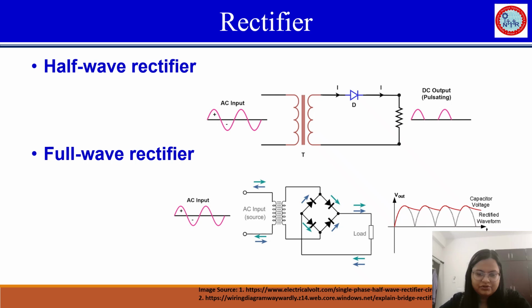So we will talk about types of rectifiers now. Rectifiers are generally of two main types, half-wave rectifier and full-wave rectifier. In a half-wave rectifier, only one half cycle, usually the positive one, of AC is used. In a full-wave rectifier, both halves of the AC waveform are converted into DC, either using a center tap transformer or a bridge configuration. Here we can see it is a bridge configuration.